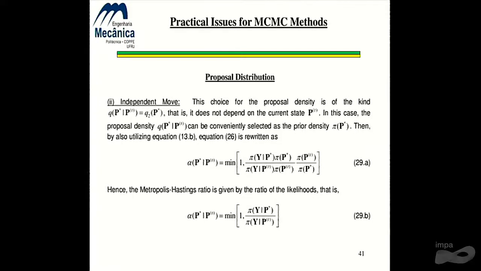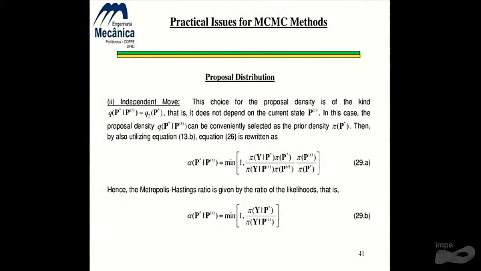Another possibility is to use an independent move. And how do we do this? For example, by sampling from the prior. We simply sample from the prior, so it's independent of P of t. When you substitute Q by the prior here, the priors cancel out, and alpha becomes the ratio of the likelihoods. So in this case, when you sample from the prior, whenever you move to a region of larger likelihood, you accept the candidate.